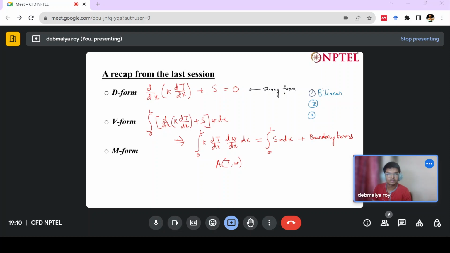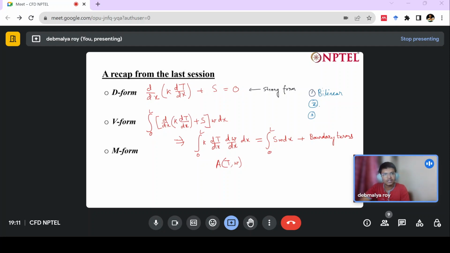Okay. Bilinear, what does bilinear mean? Bilinear means it is linear in both slots that it has. There are two slots, basically two inputs that it takes. One is T and another one is W here. So it is linear in T as well as it is linear in W. If it satisfies both these properties simultaneously, we call it a bilinear operator.